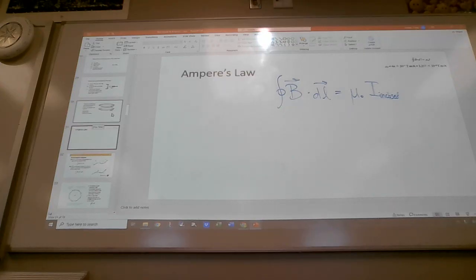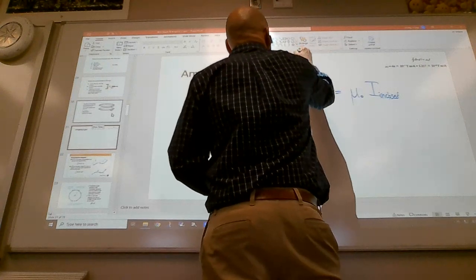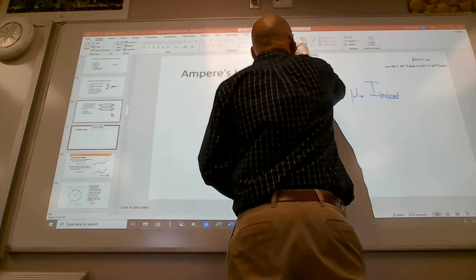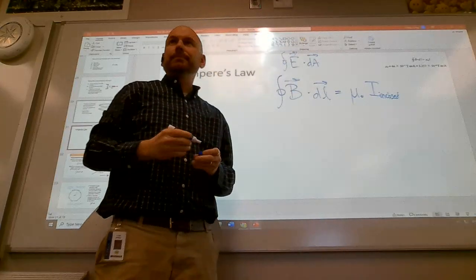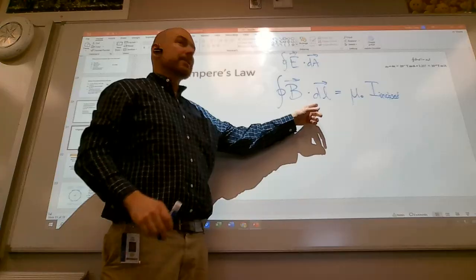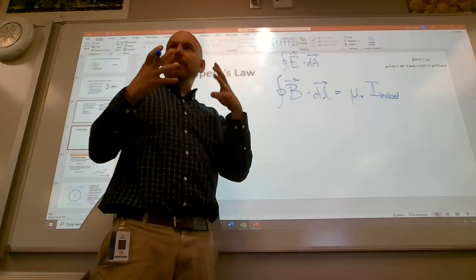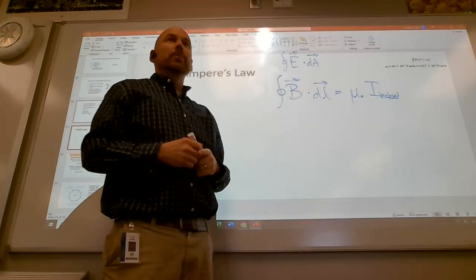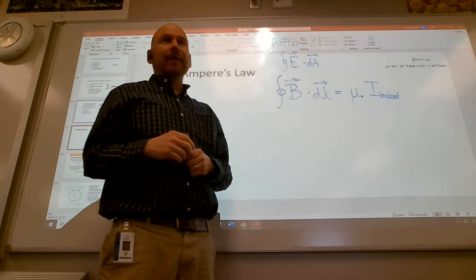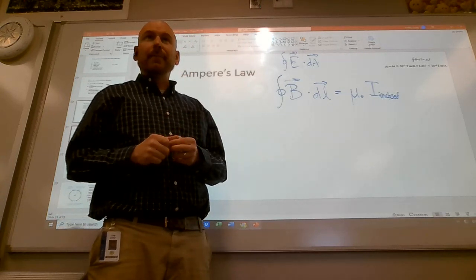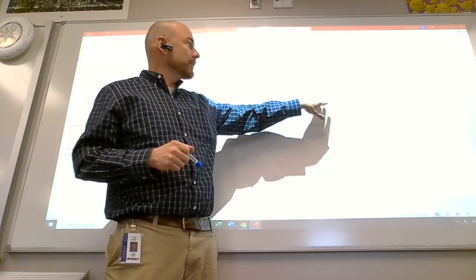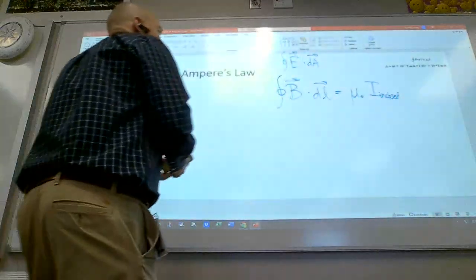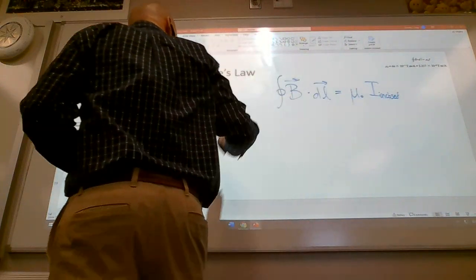So with Gauss's law, this was a surface integral. So we made a bubble. That bubble could look in a lot of different ways. A lot of times it was spheres. It could have been a cylinder. This is just a loop. A lot of times it's a circle, but it doesn't have to be. Is everybody all right with that? Like you got an area, this is a line, like linear. So it has a similar format.